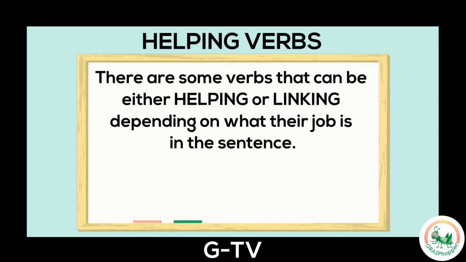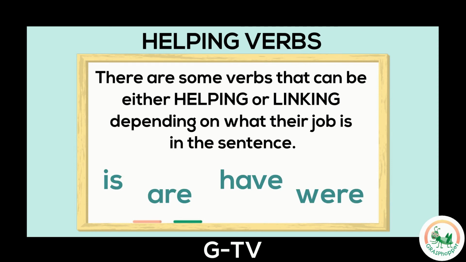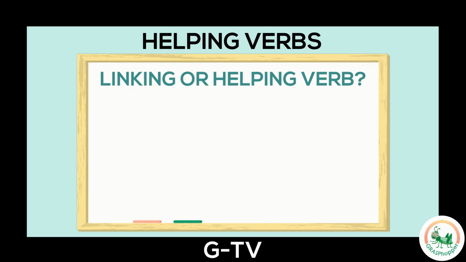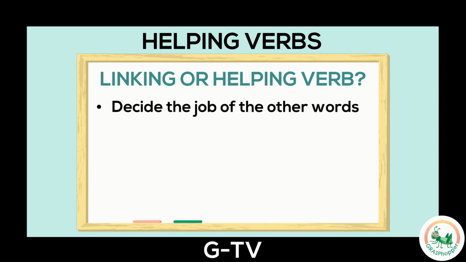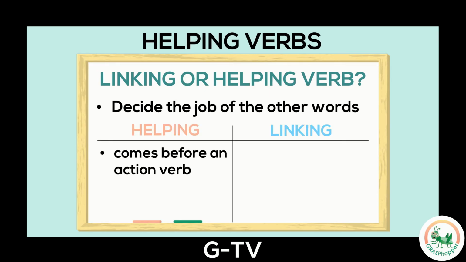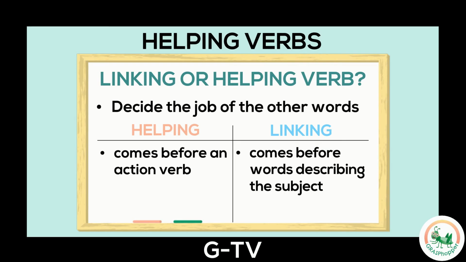There are some verbs that can be either helping or linking, depending on what their job is in the sentence. Here are some of those words: is, are, have, and were. This can be really confusing. How do we decide if the verb is a linking or a helping verb? We have to decide the job or purpose of the other words in the sentence. If the verb comes before an action verb, then it's helping. If it comes before words that are describing the subject, then it's linking.